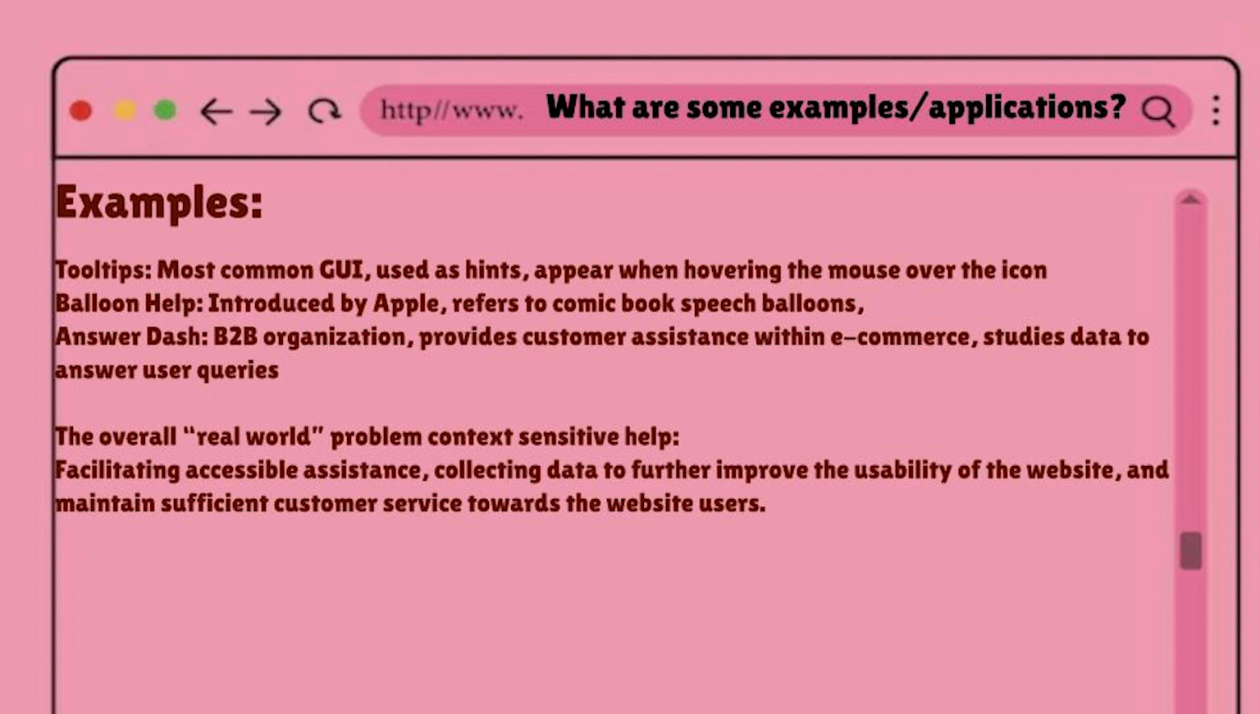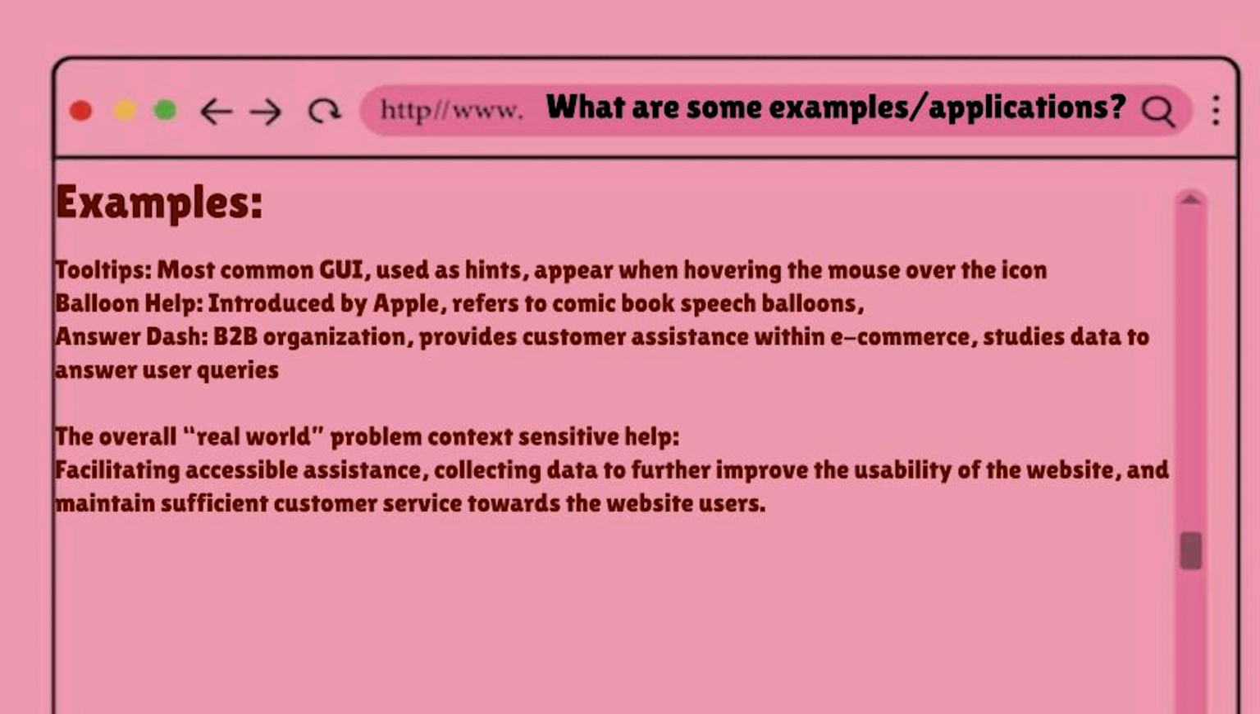The next example is Balloon Help, which Apple introduced as a help system with the release of its 7th version of its software. The name refers to the speech balloons that you typically see in comic books, and the name has since been used to refer to any help icon presented on an Apple web page.